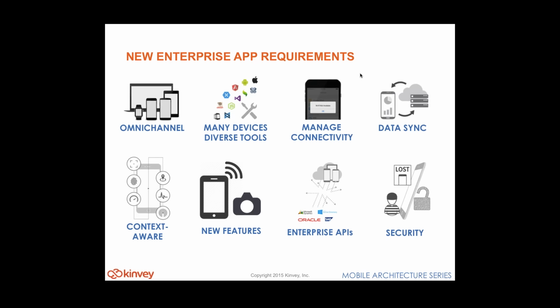So things like where people are, what's going on with the environment around them, what other devices they're connected to. Context awareness is very important in mobile applications. There's also a lot of new features that have to be supported, like your phone has a camera and your phone has an accelerometer, and there's a lot of different potential use cases that you have to support for these new features. It's very different than web.